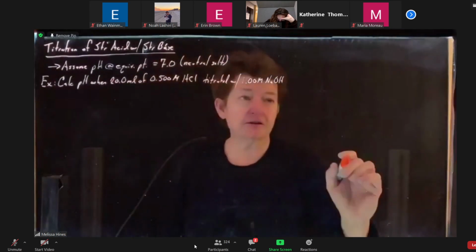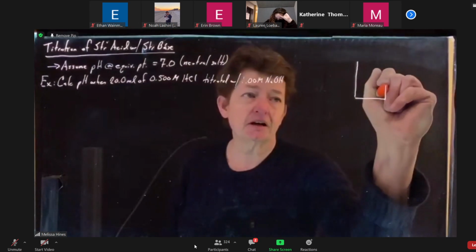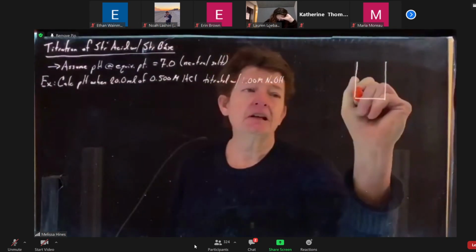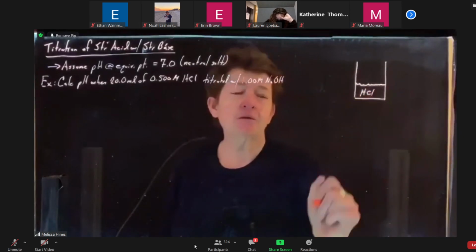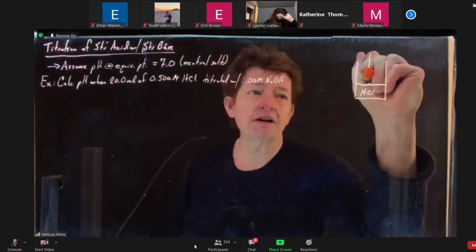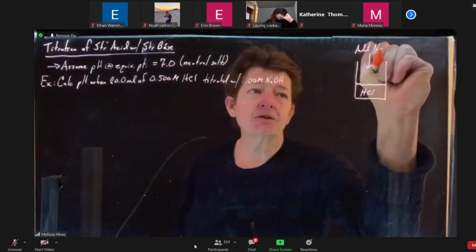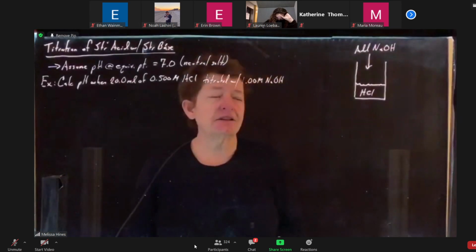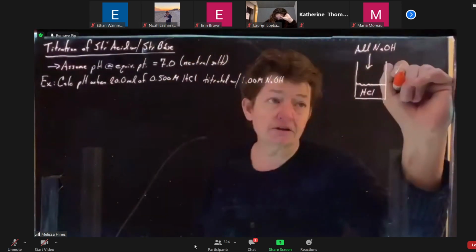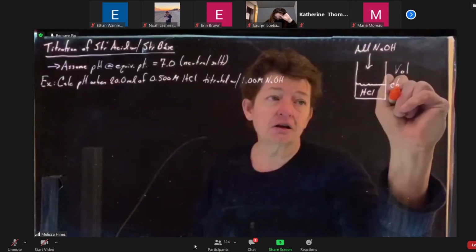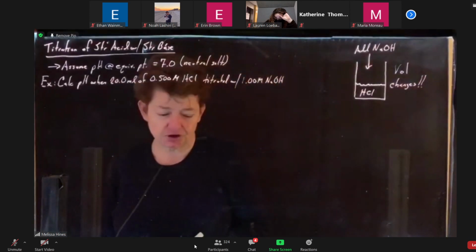Okay, so first let's draw a picture of this because there is a common place where people are going to make an error. So you have a beaker. Into this beaker you have your HCl. And then what you do in the titration is you are going to be adding your NaOH. The important thing to realize here is that the volume is going to be changing continuously. That's going to be important when you calculate all of your concentrations. You have to keep track of the fact that your volume is changing.